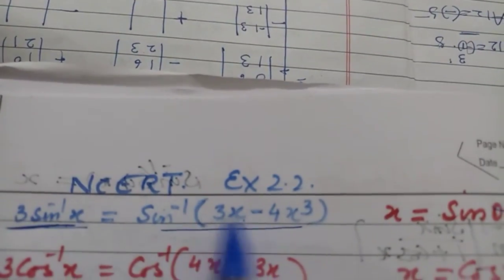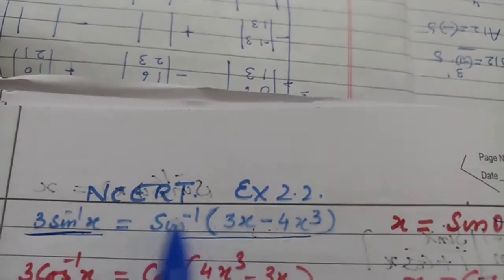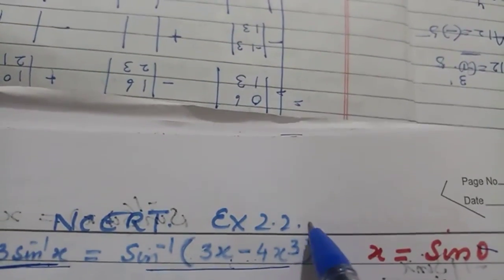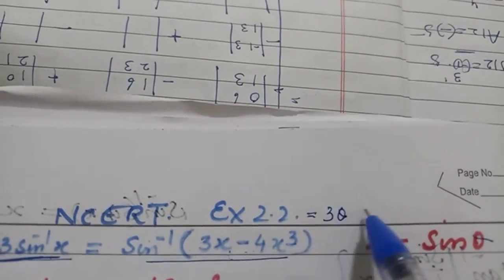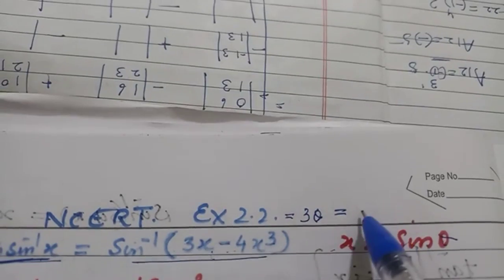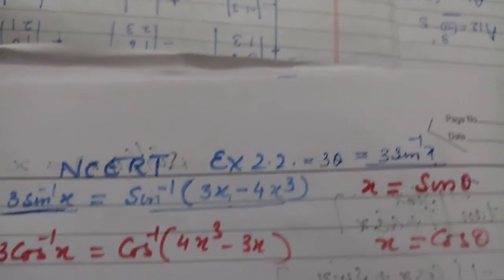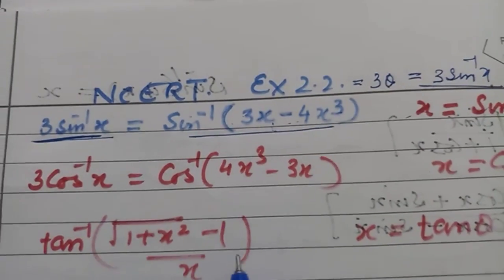As you put x as sin theta, it becomes sin 3 theta. Sin inverse cancels sin. What will the answer be? 3 theta. And you can find the value of theta. What is the value of theta from here? This is going to be 3 sin inverse x. That's it.